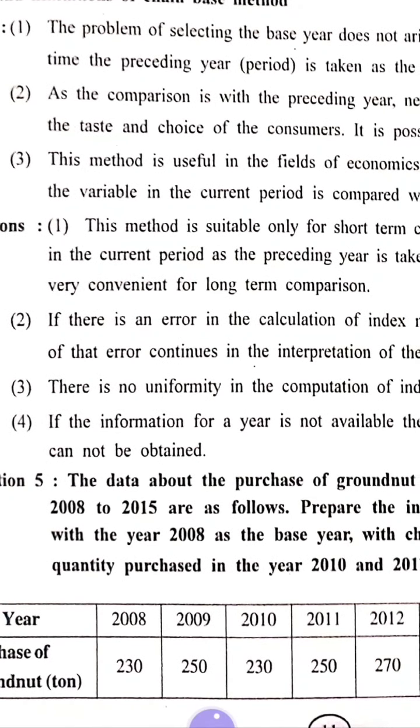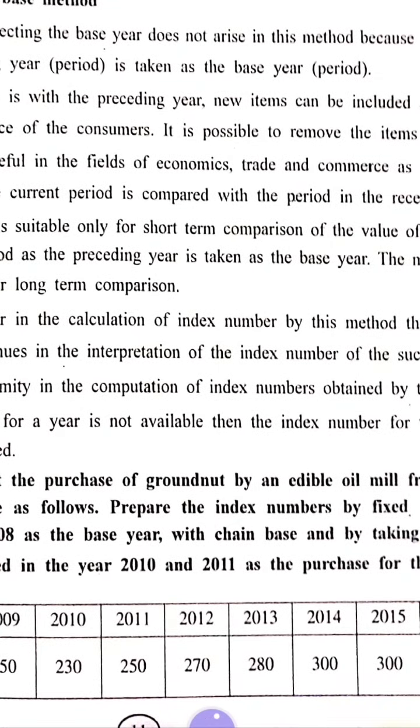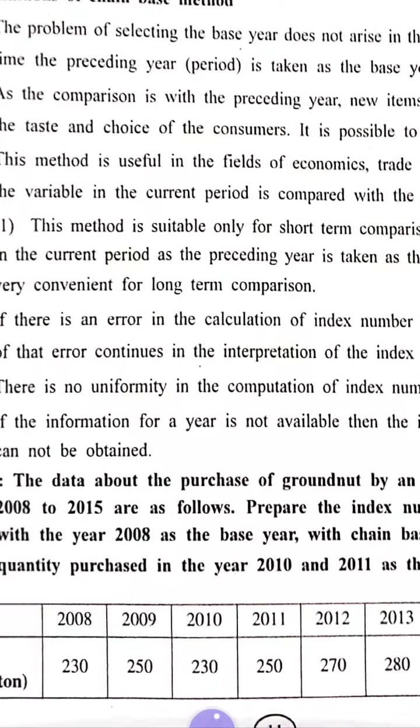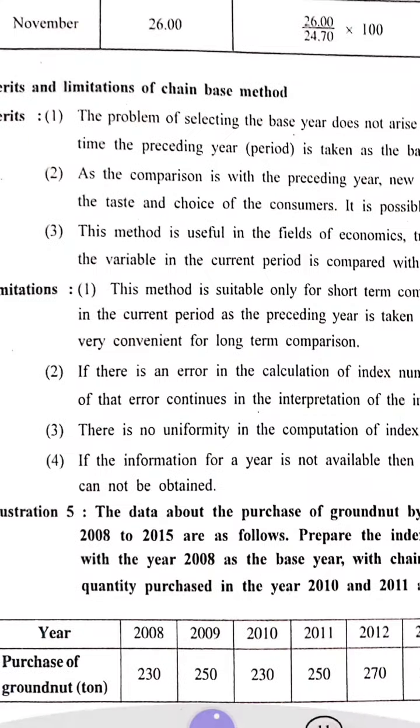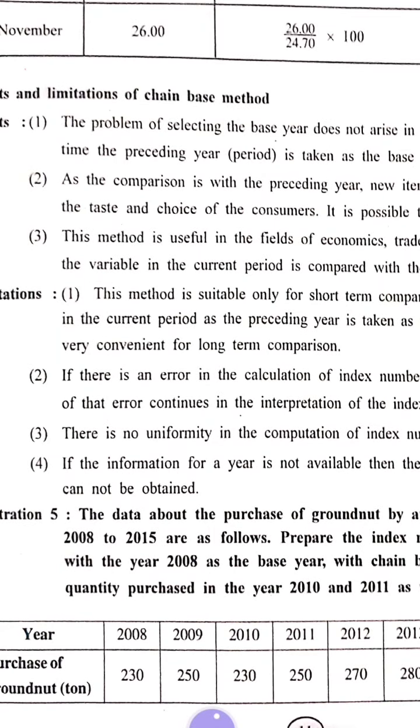See the next one. There is no uniformity in the computation of index number obtained by this method. Yes, children. As you are finding out the index number, there is no such uniformity. Now, how is uniformity not there? Because the base year, the prices or the value of the base year, always keeps on changing, right? So that uniformity is not maintained.